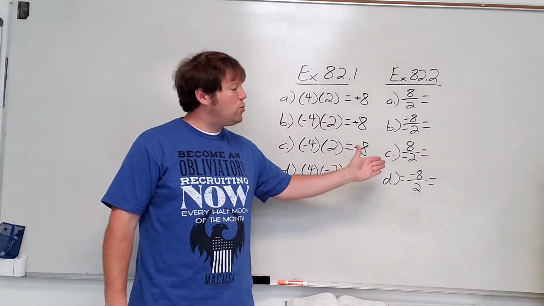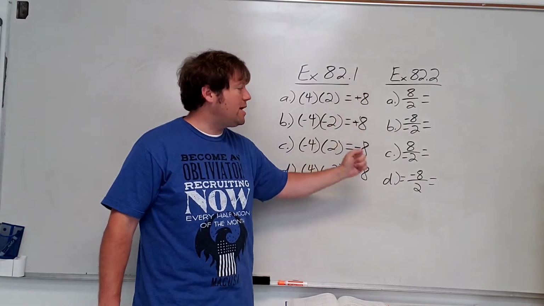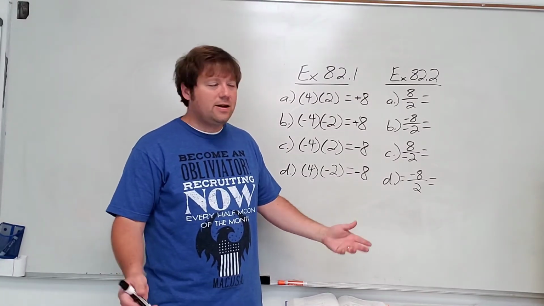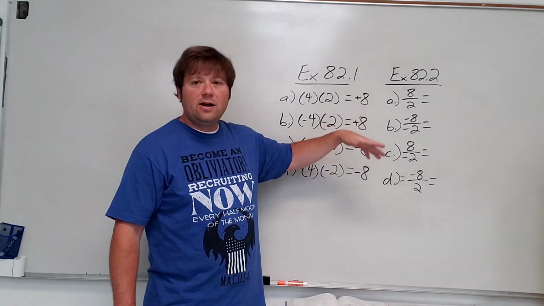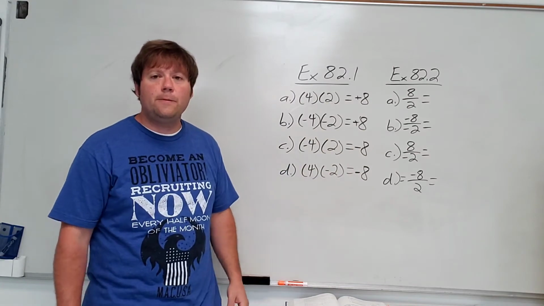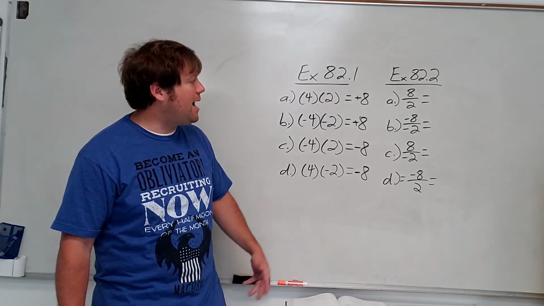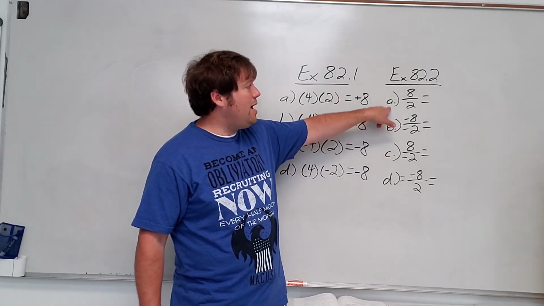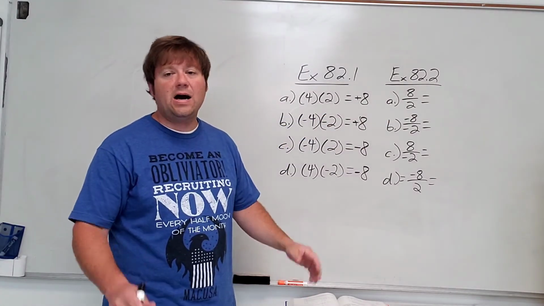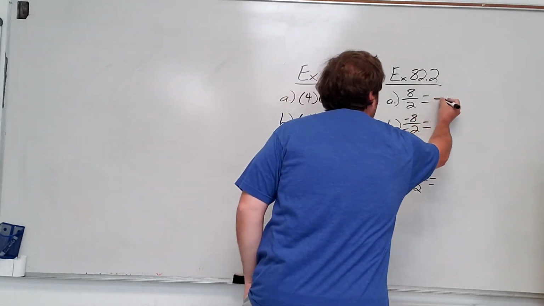The exact same rule applies to division, which is example 2 right here. They wrote these division problems a little differently than how we normally do. They wrote it kind of like a fraction, top number divided by bottom number, but it's still a division problem and the same rules still apply. So for example A here, we've got 8 divided by 2. Same signs, positive answer, positive 4.